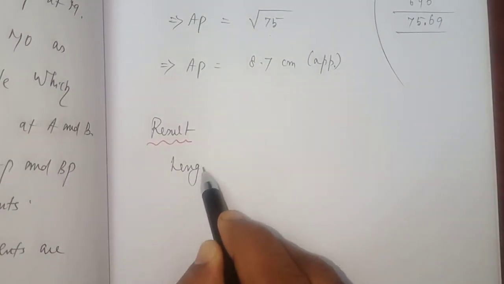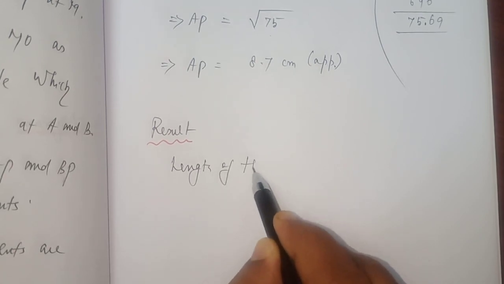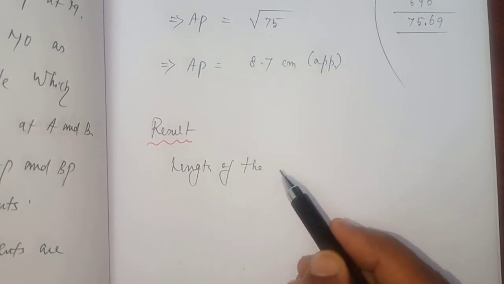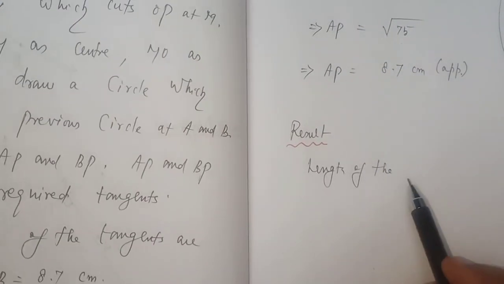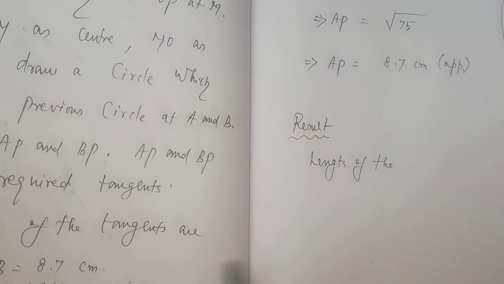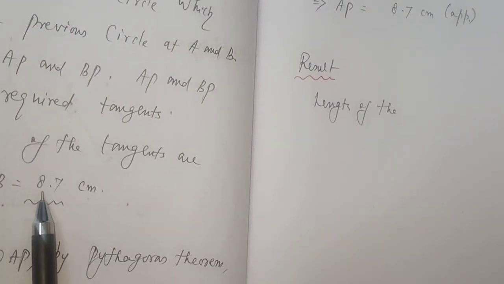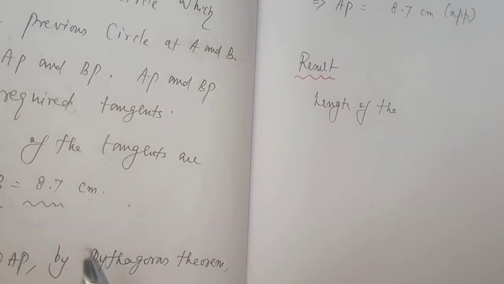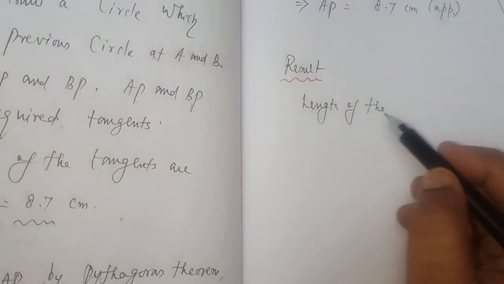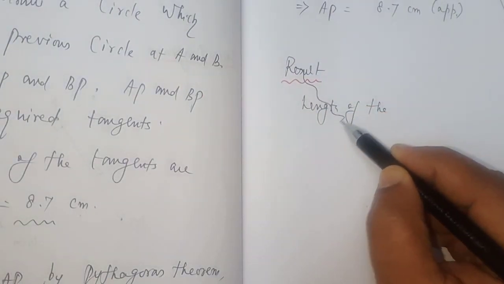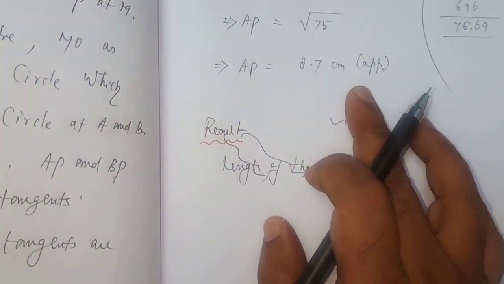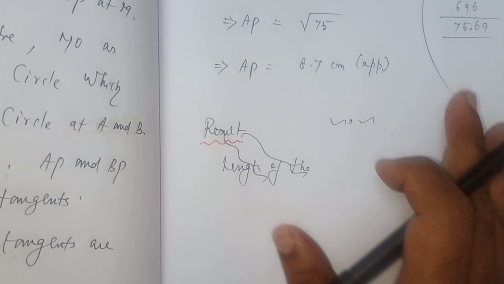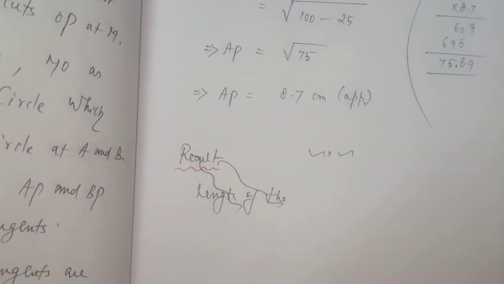Length of the tangents. Actually this is not necessary because we have already written that result in step number 6 itself. So length of the tangent, it is not necessary. Leave it. You can stop at this stage itself. AP is equal to 8.7 centimeter approximately. So over. Problem number 14 is completed.